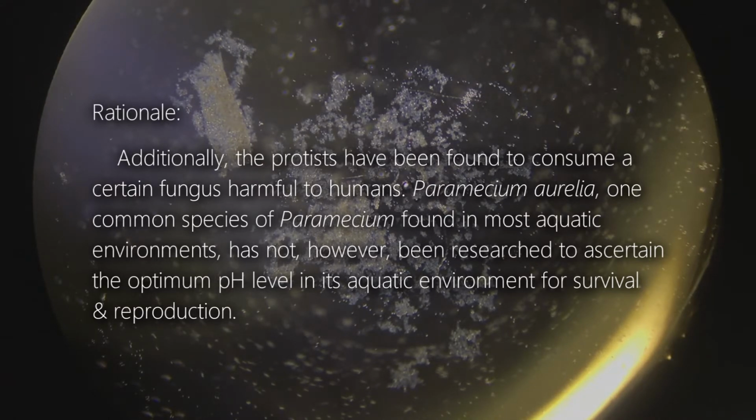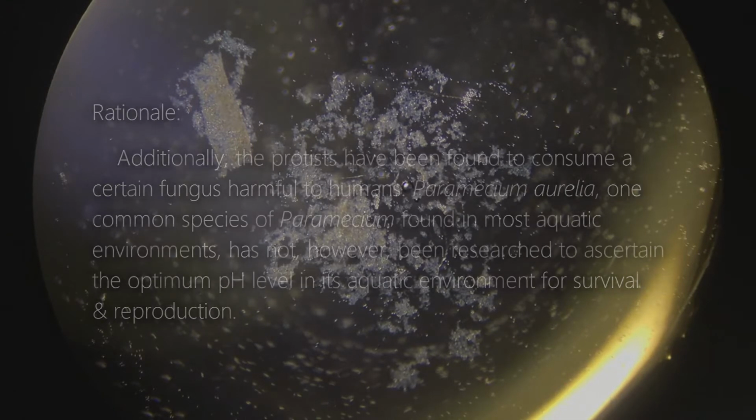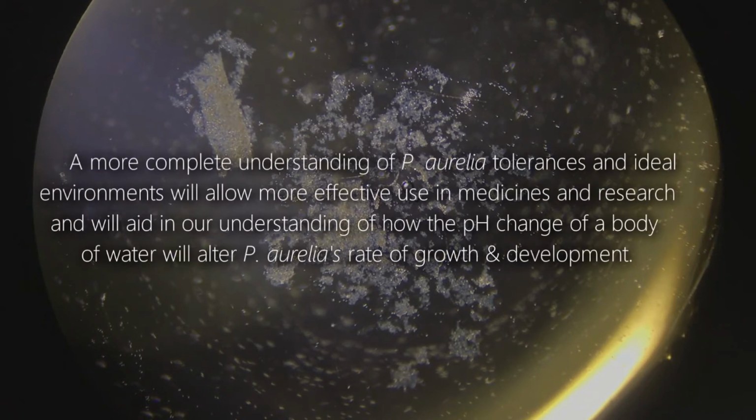Paramecium aurelia, one common species of paramecium found in most aquatic environments, has not, however, been researched to ascertain the optimum pH level in its aquatic environment for survival and reproduction. A more complete understanding of P. aurelia tolerances and ideal environments will allow more effective use in medicines and research, and will aid in our understanding of how the pH change of a body of water will alter P. aurelia's rate of growth and development.